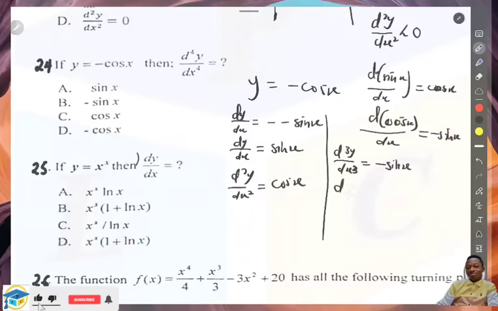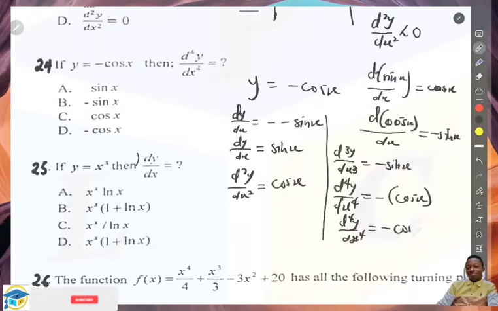And the last one, the fourth derivative, d to the power 4 y over dx to the power 4. We differentiate negative sine x. The differential of sine x gives cos x, so since it has a negative, it results in negative cos x. That gives us the fourth derivative equal to negative cos x. And that should be option D. So let's take note of that.